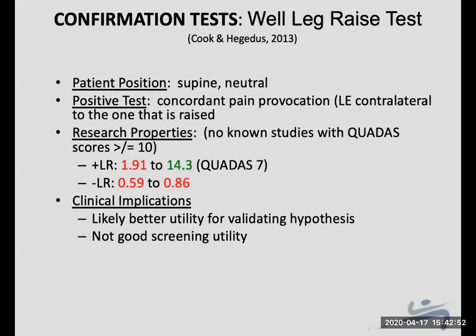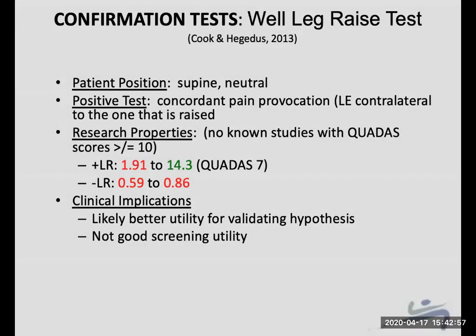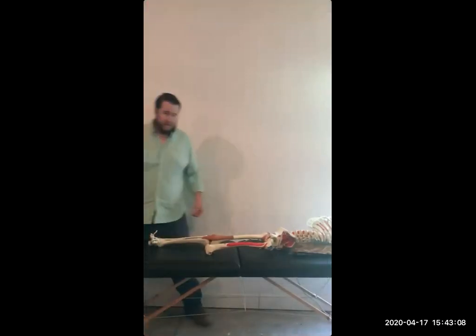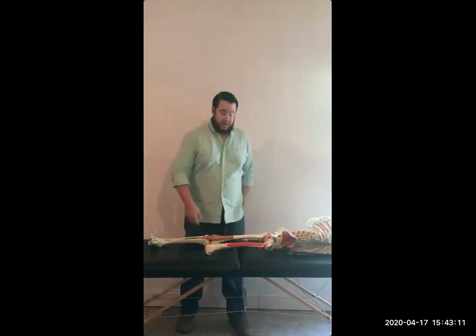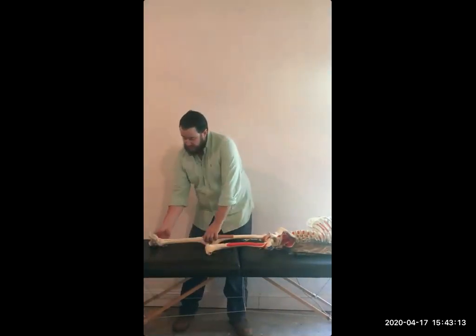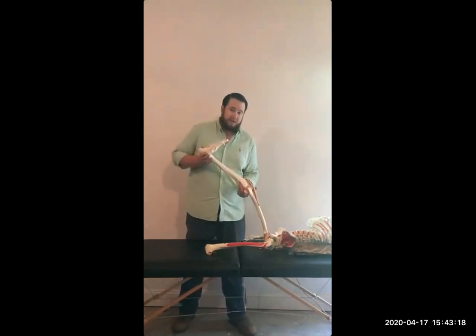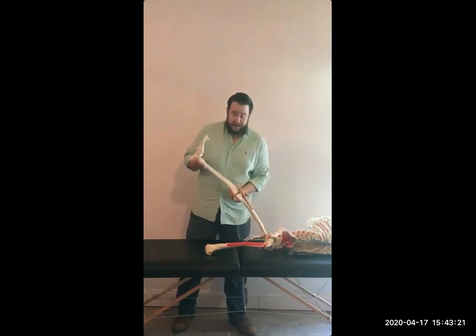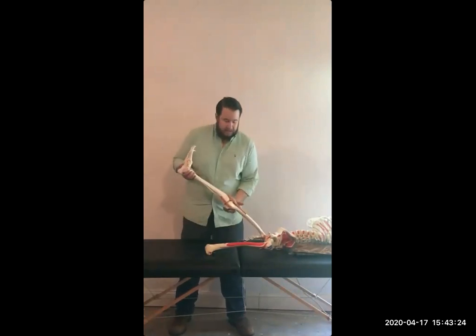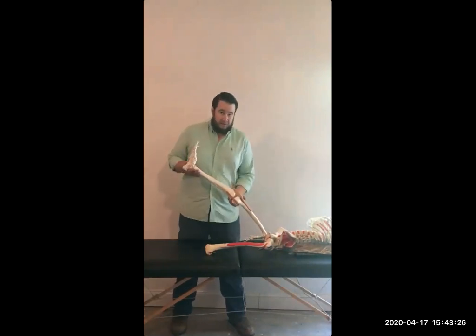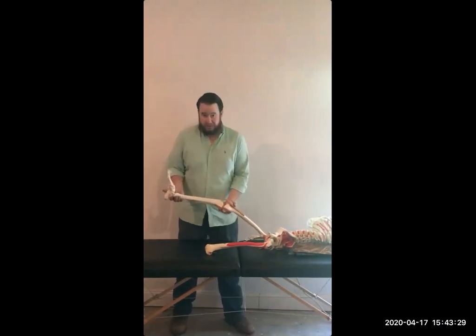Now, our well leg raise test, let's go ahead and have a look at that real quick. Now the well leg raise test. We're going to have our patient have symptoms on the left side this time. So we're raising the non-symptomatic lower extremity and looking for provocation of symptoms on that symptomatic side. So I'm raising the patient's right leg, looking for provocation of left lower extremity symptoms, radicular symptoms, that is.